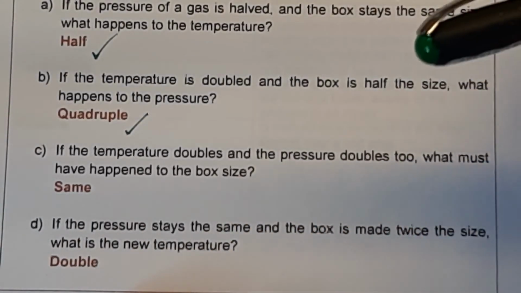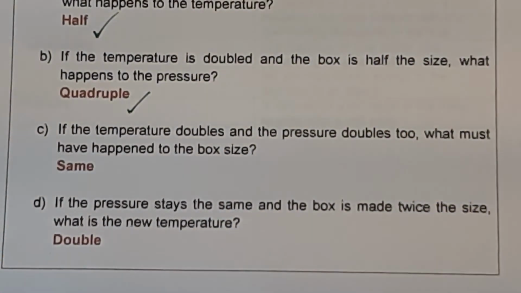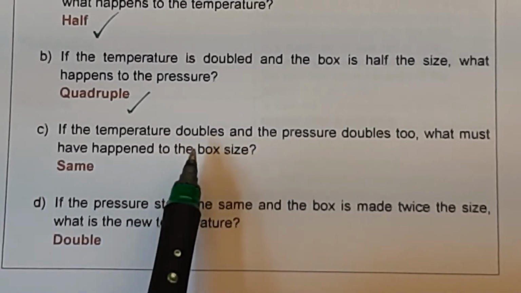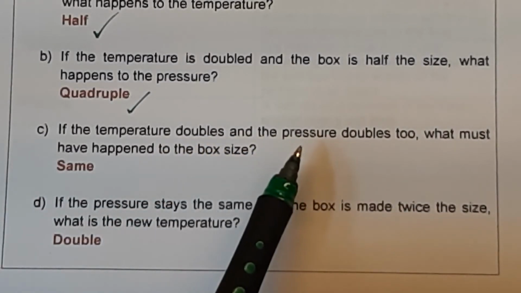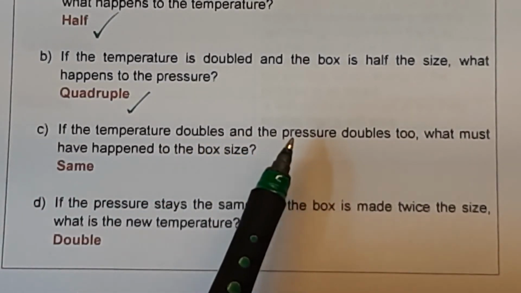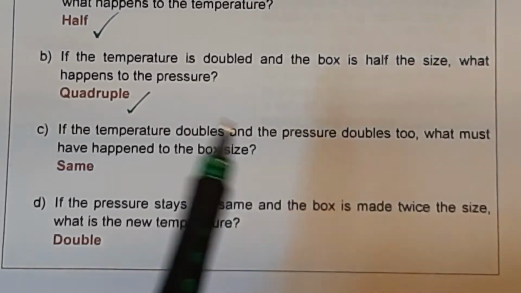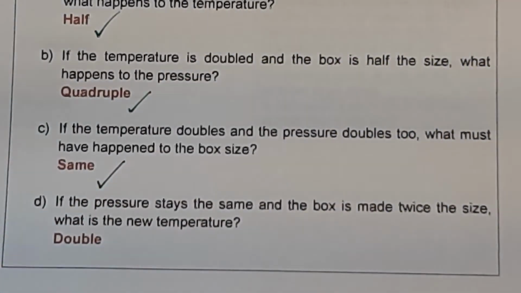Then lastly, C, if the temperature doubles and the pressure doubles too, what must happen to the box size? When you double temperature, that would double the pressure, so automatically you wouldn't need to change the size of the box at all. So you would have to keep it the same.